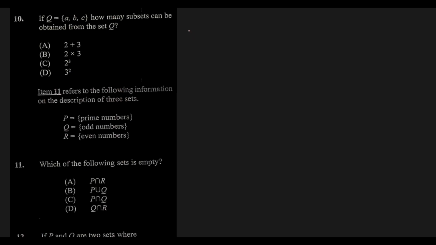All right, so for this question, number 10, it says, if Q is equal to A, B, and C, how many subsets can be obtained from the set Q? So there's a general formula for this. To determine the number of subsets, we always use 2 to the power of n. What does n represent? n represents the number of elements inside of the set. So in this case, we have 1, 2, 3 elements. So therefore, that would be 2 to the power of 3, which would be this here. Now, just to show you how it works, 2 to the power of 3 is the same as 2 times 2 times 2, which is 2 times 2 is 4, 4 times 2 is 8.